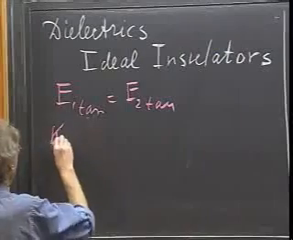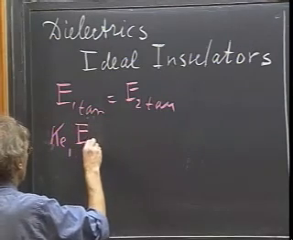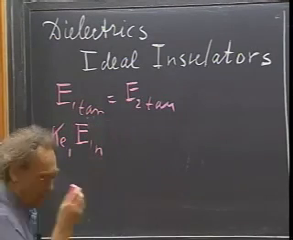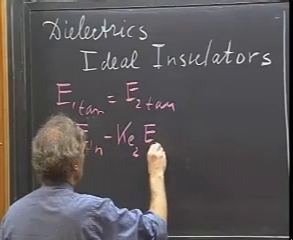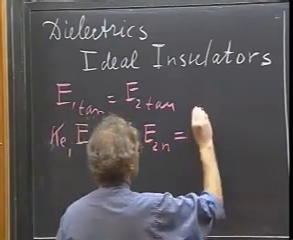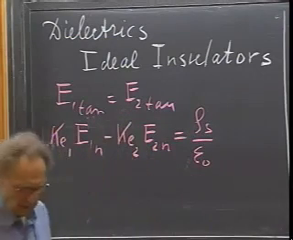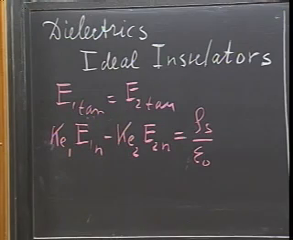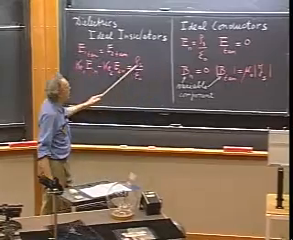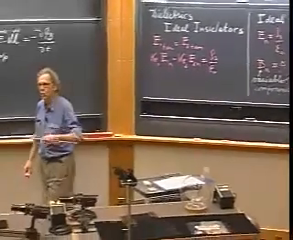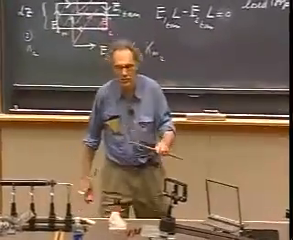So we now get that kappa E1 times E1 normal minus kappa E2 times E2 normal is rho s divided by epsilon 0. Now I want to warn you about something. You will say, that is the same rho s that we had here. This is the surface charge density, remember, coulombs per square meter. The answer is yes. However, there is a huge difference.